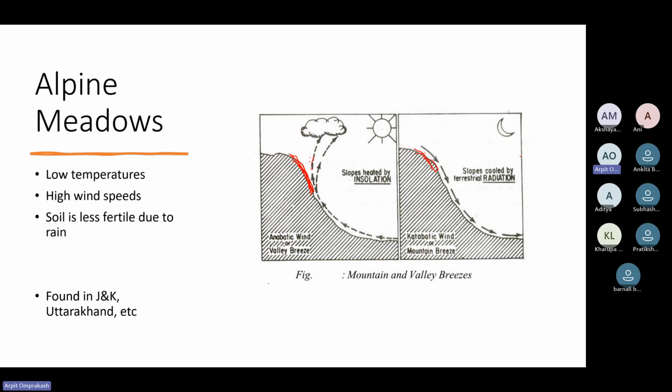The soil is less fertile due to rain. Since these are on top of high mountains, there's not a lot of depth in the soil, so there's very shallow soil. And whenever it rains, minerals from the soil get dissolved in the rainwater and then flow down the mountain. And that's why the soil becomes less fertile.